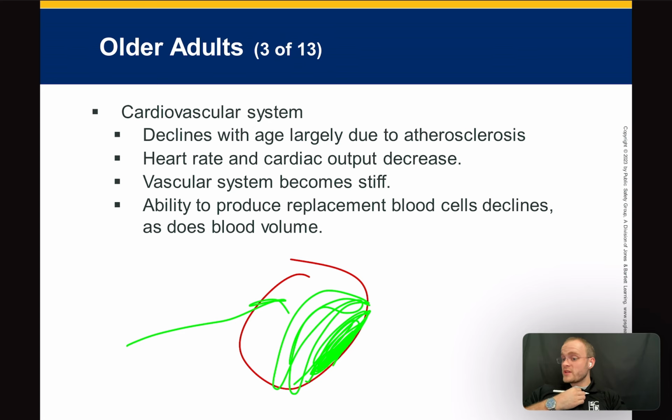So heart rate and cardiac output decrease. Okay, so you don't have to pump as much blood throughout the body as we age. You have less muscle, you have less metabolic demand. Again, everything's slowing down, so there's less need for blood to be circulating as fast and as hard.